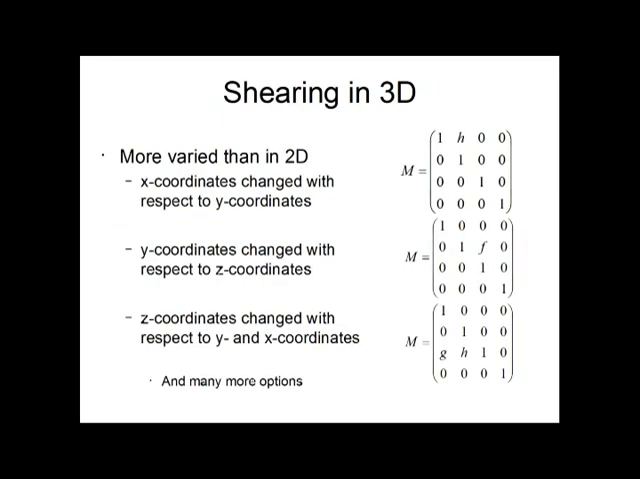So shearing in 3D is not something we're super interested in. It's interesting to look at, just to get the idea, but obviously we have so many different types of shearing. Here are 3: changing the x coordinate of the result using the y coordinate of the original, changing the y coordinate of the result using the z coordinate of the original, and then finally changing the z coordinate using both the x and y coordinates of the original. And then we have endless more options.